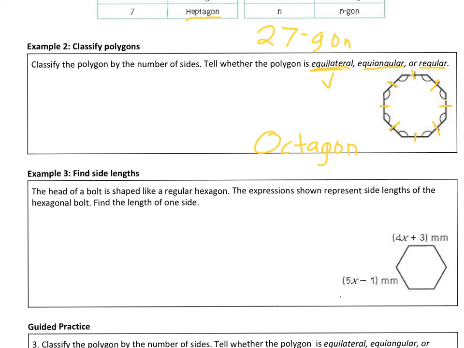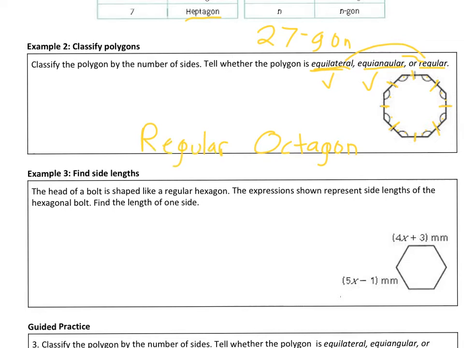Equiangular is the same thing, but with angles. So you see how all these angles have the exact same marking? All these angles have the exact same marking, so this polygon is also equiangular. And then finally with regular, a polygon is regular if it is equilateral and equiangular at the same time. So since this polygon is equilateral and equiangular, it is regular, okay?